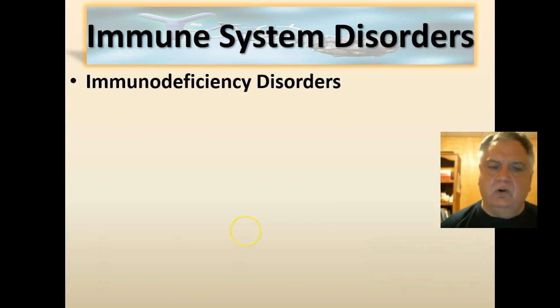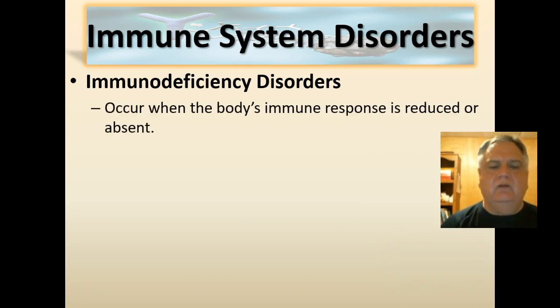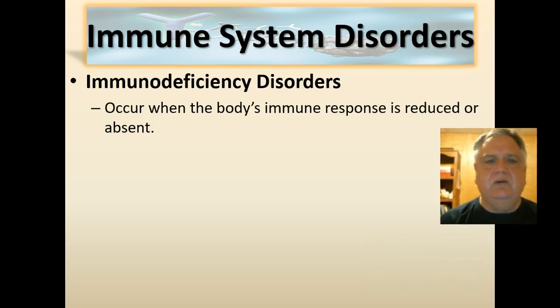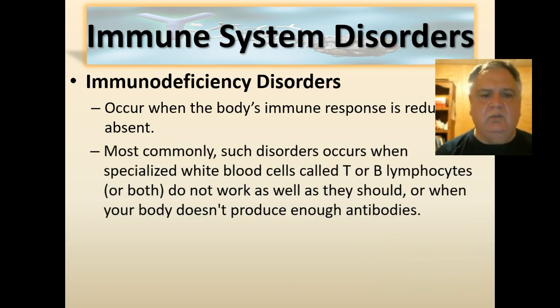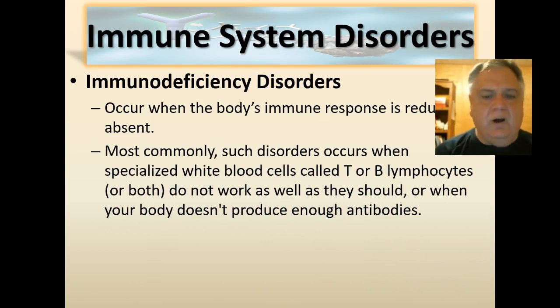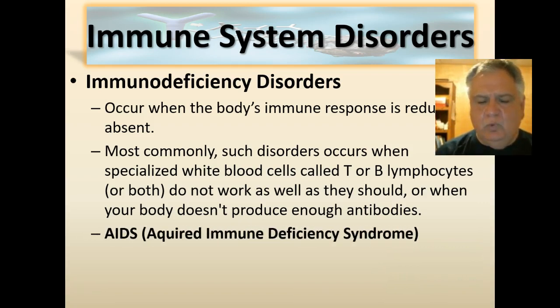Another immune system disorder is an immune deficiency disorder. This is different than autoimmune. This occurs whenever the body's immune response is either reduced or absent. So you don't have a response against self. Now you have a reduced response, immunodeficiency. Most commonly, these disorders occur whenever specialized white blood cells called the T or B lymphocytes, or both that we've already talked about, don't work as they should, or whenever your body doesn't produce enough antibodies. Well, why wouldn't that happen?